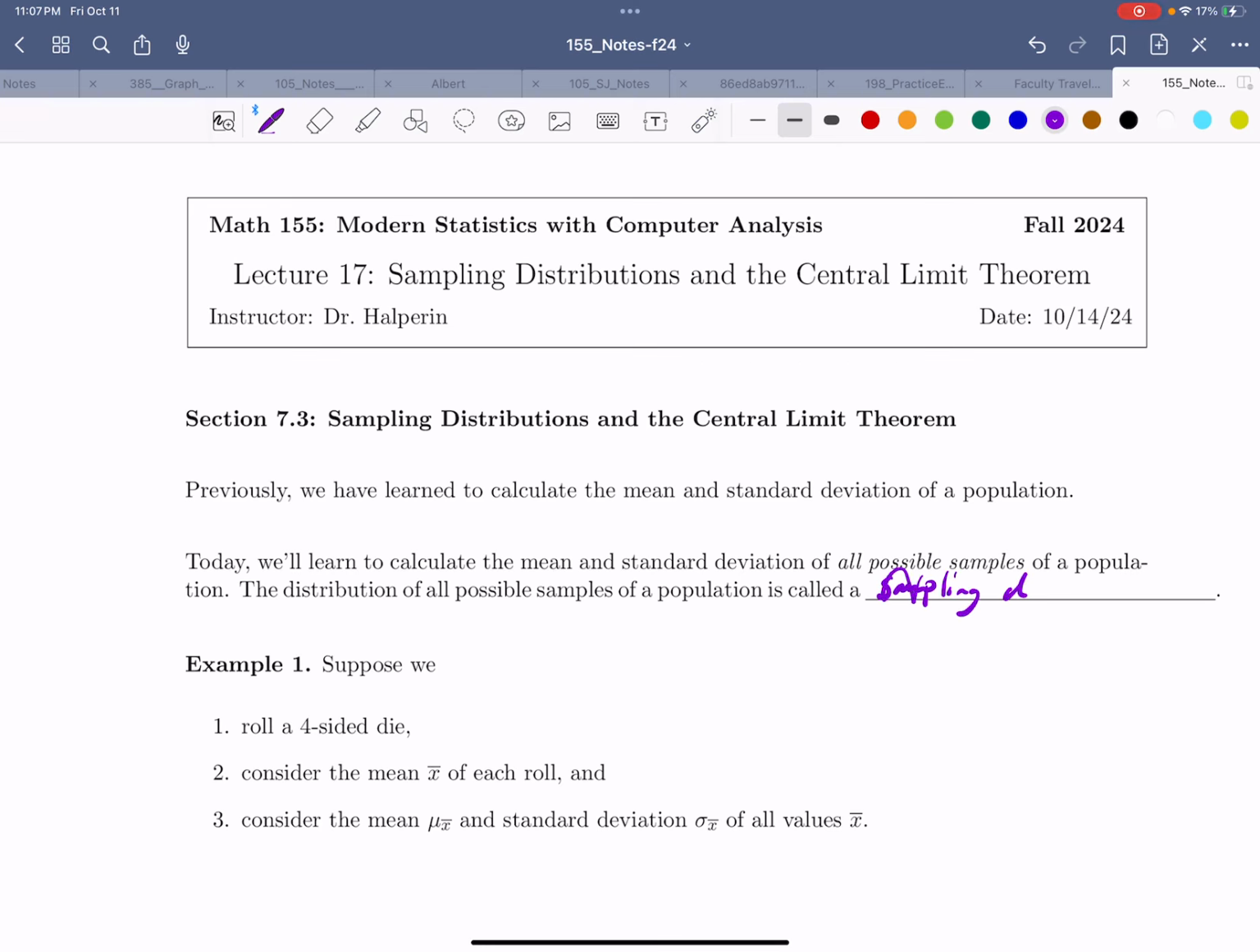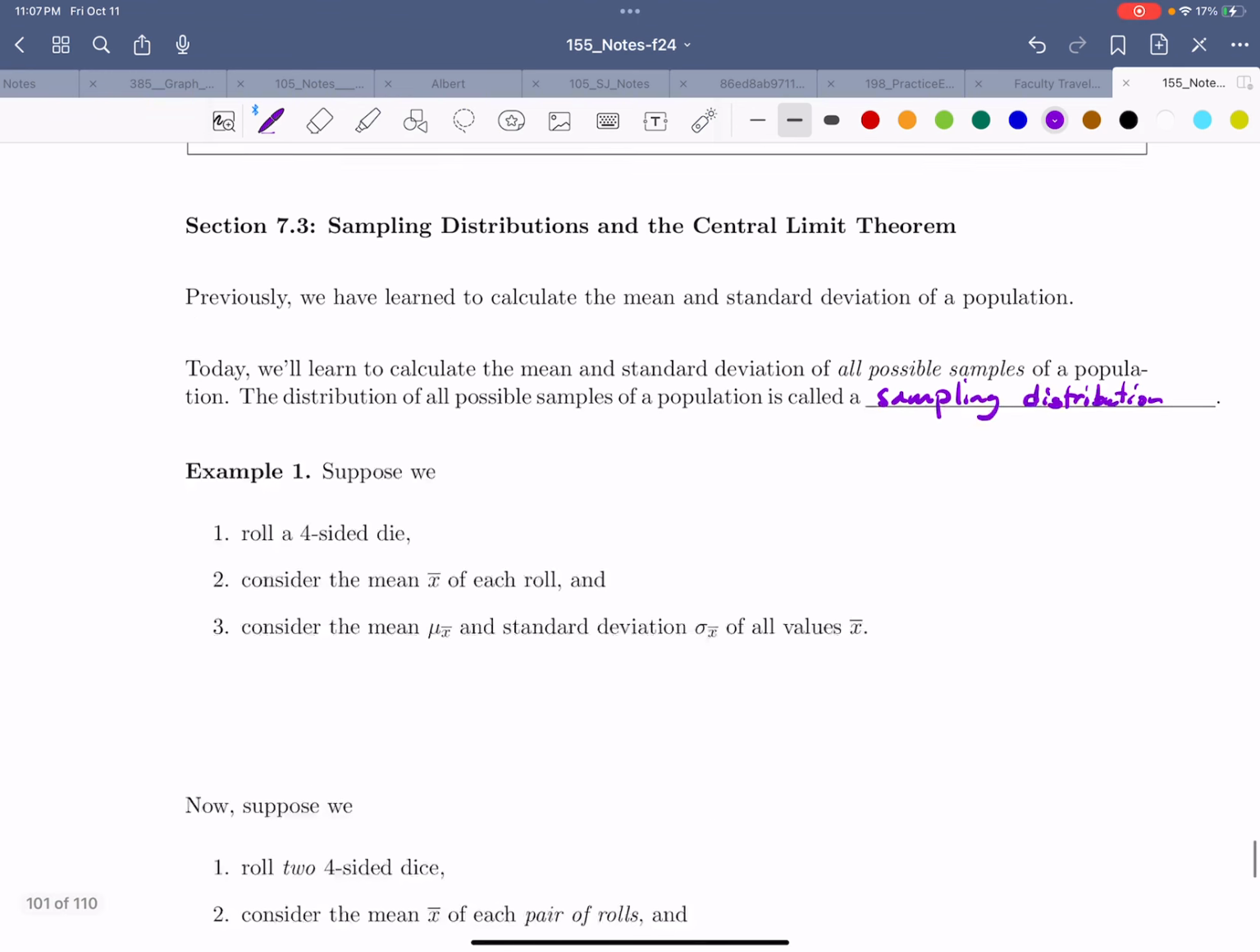distribution. Write that clearly. I can't write so well these days, right? Sampling distribution. Again, that's the distribution where each point is a sample mean of a fixed sample size.